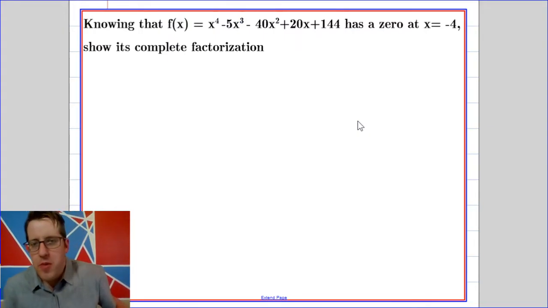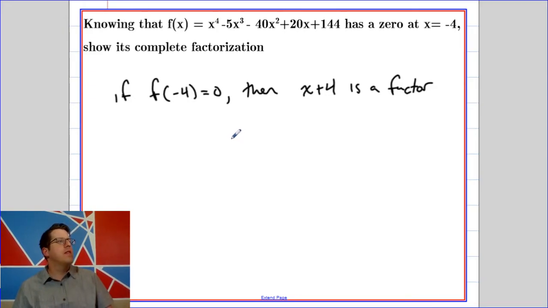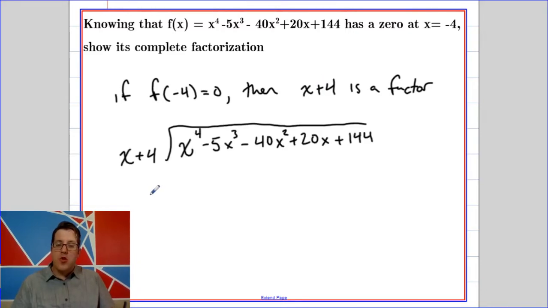Okay, so here's an example of how we could use that. Knowing that this function has a 0 at x equals -4, show its complete factorization. So what the previous page tells us is that if plugging in -4 gives us 0, then x plus 4 should factor out. So to show that, for now, I'm going to do long division using x plus 4. I'll do this step by step so you can pause and follow along if you want to, or just do the entire problem yourself if you don't want to follow along step by step.